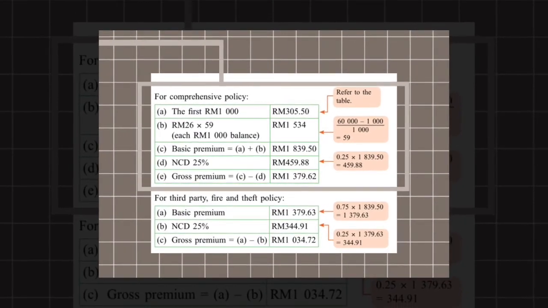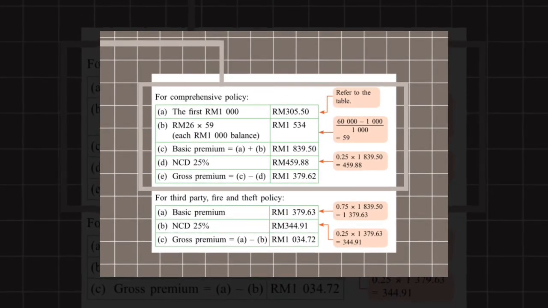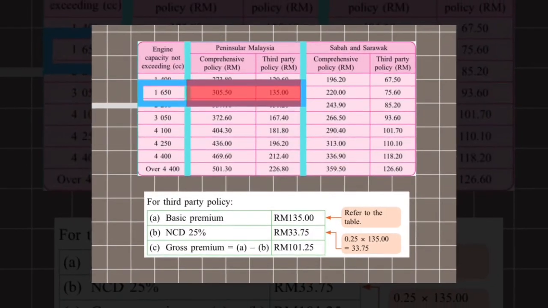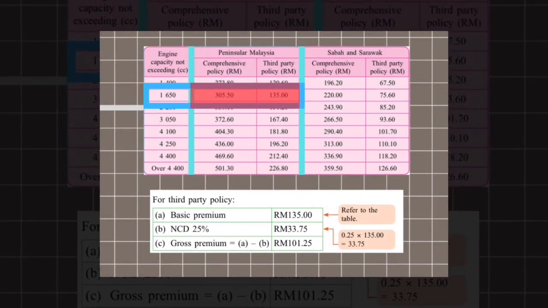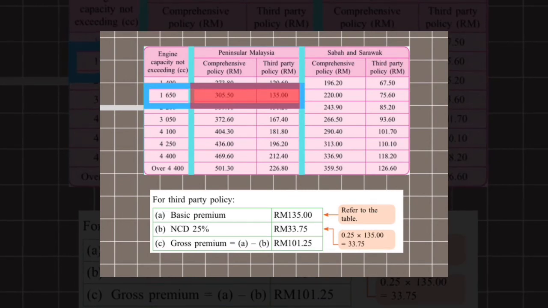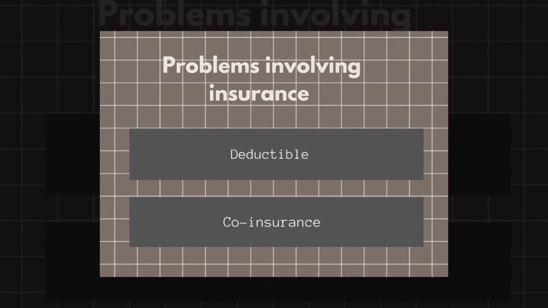For the third-party fire and theft policy, we take the gross premium from the comprehensive policy table just now to get our basic premium, then we deduct 25% of it to get our gross premium. For the third-party policy, we could get the basic premium from the table and deduct 25% of it to get the gross premium. There are two problems involving insurance that we will learn, that is deductible and co-insurance.